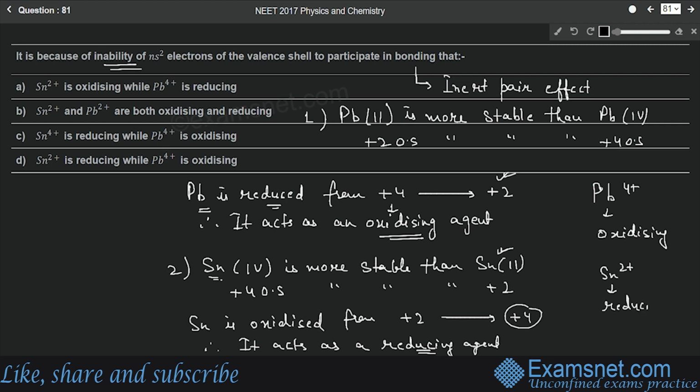Okay, I hope you got this. So the correct option will be the last one. Sn2+ is reducing while Pb4+ is oxidizing.